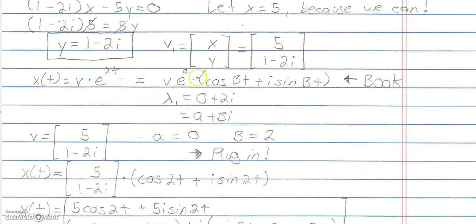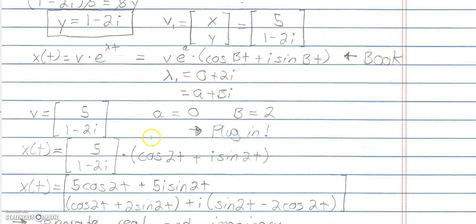So we know from above, from almost the very beginning, we know that our lambda 1 is equal to 0 plus 2i. So the alpha is going to be coming from this value right here, the 0, and our beta is going to be coming from the 2 right here. So now that we know our v, our alpha, and our beta, we're going to plug it into this equation right here.